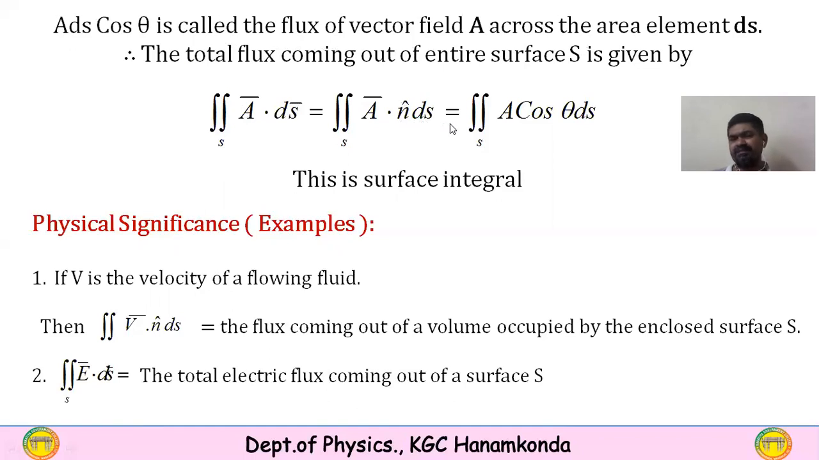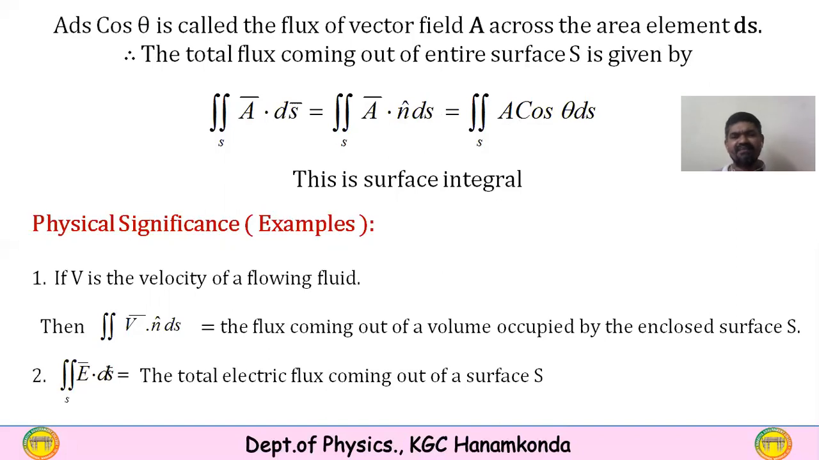But you know n cap ds is equal to the modulus of a, modulus of n, ds cos theta. That we have already calculated, a cos theta ds. This is nothing but the surface integral. Here the surface integral represents the amount of flux coming out of the area element in the normal direction. So if you want to calculate the amount of flux, you must use the surface integral over area.